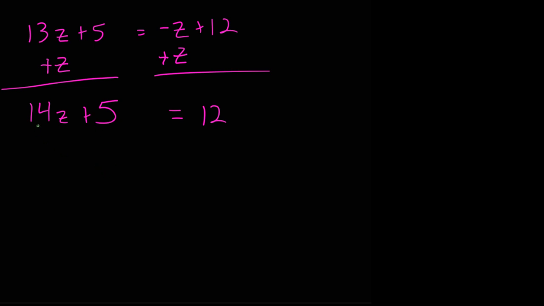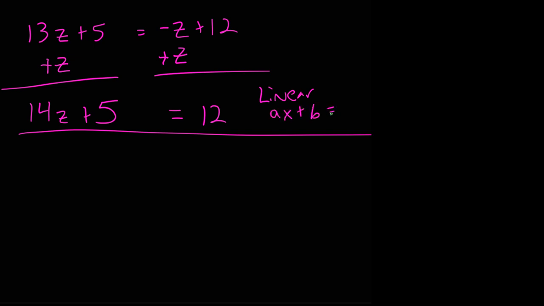Now my next step is I have my linear form. This is linear because I have ax plus b equals c. There's my a, there's my variable, there's my b, and there's my c. So now I want to isolate the variable. So I'm going to subtract 5 from each side. Whatever I do to one side, I do to the other.